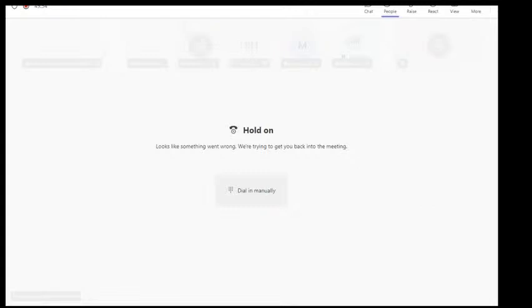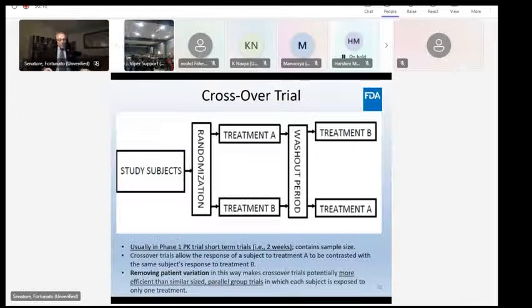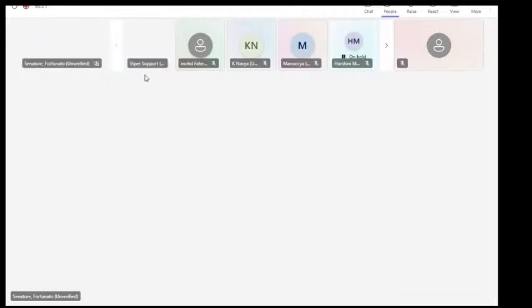then similar size parallel group trials. This allows you to get good pharmacokinetic data and to make sure that all of the clinical data like pharmacokinetics, pharmacodynamics are understood prior to a phase 2 or phase 3 trial. Now we have the placebo-controlled withdrawal trial.